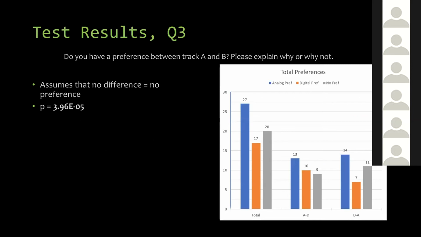Here is the summary of listener preferences from question 3, with analog outweighing digital 27 to 17, with 20 trials labeled as no preference. At this point, I should note that for a response of no difference, if they answered they couldn't hear a difference in the first one, it was assumed they would not have a preference. These results also came back highly significant.